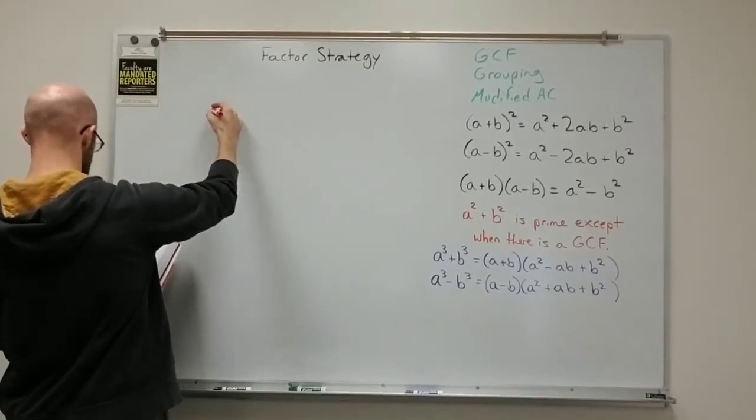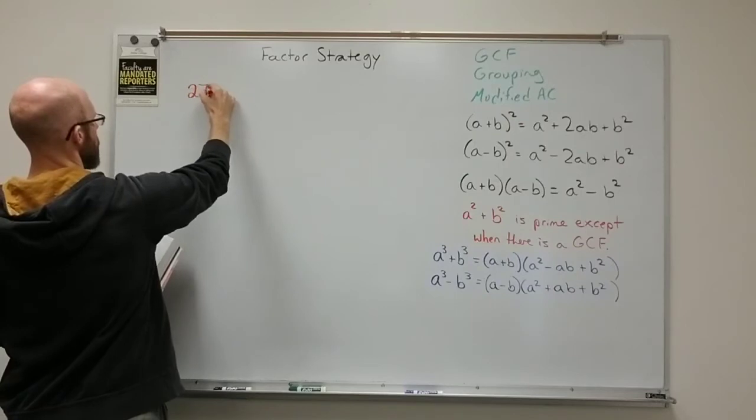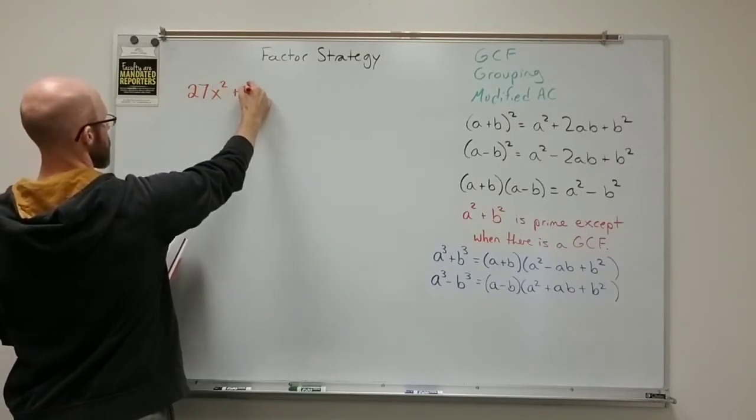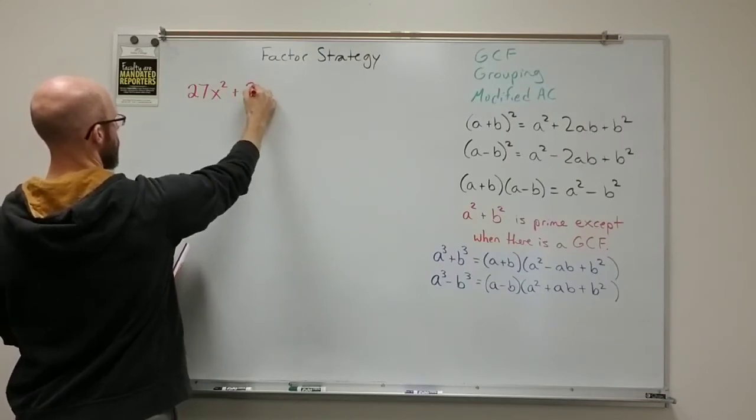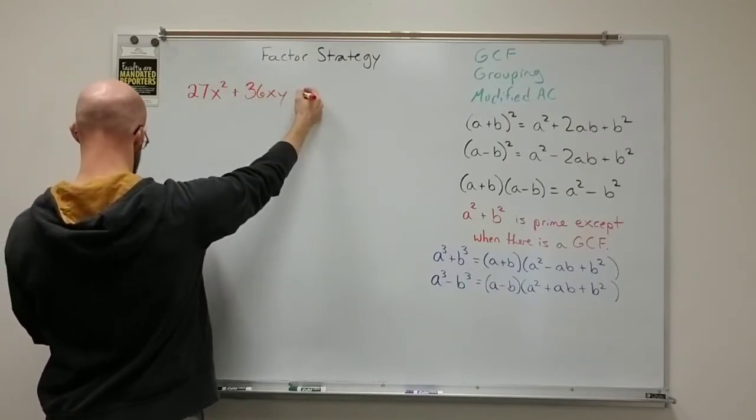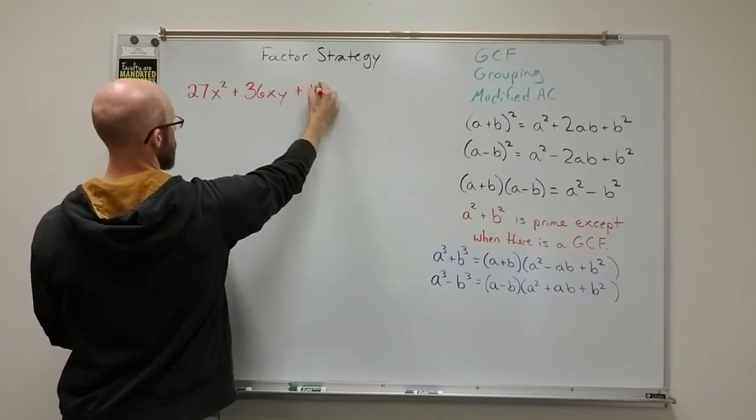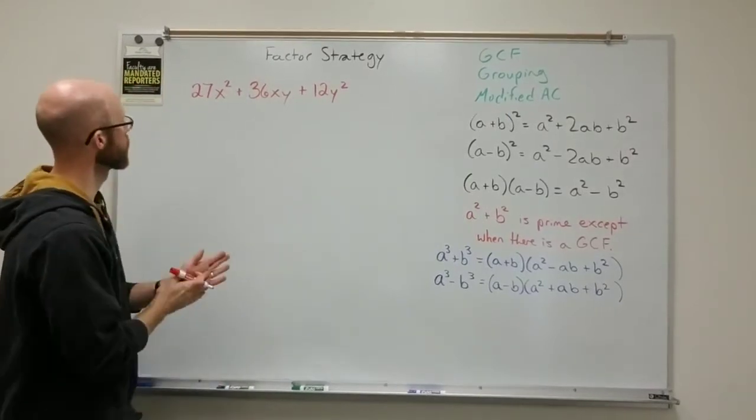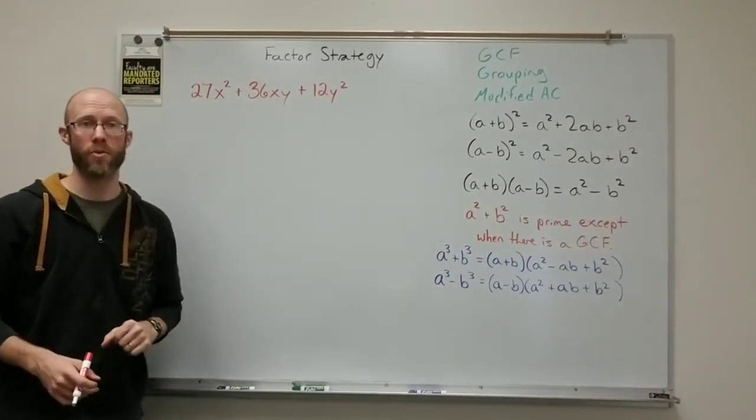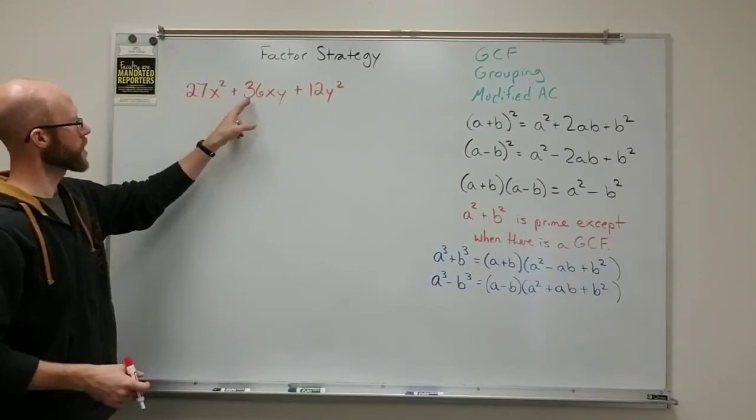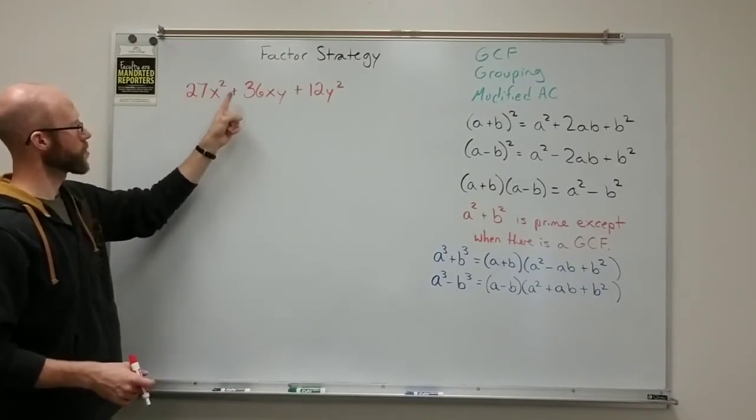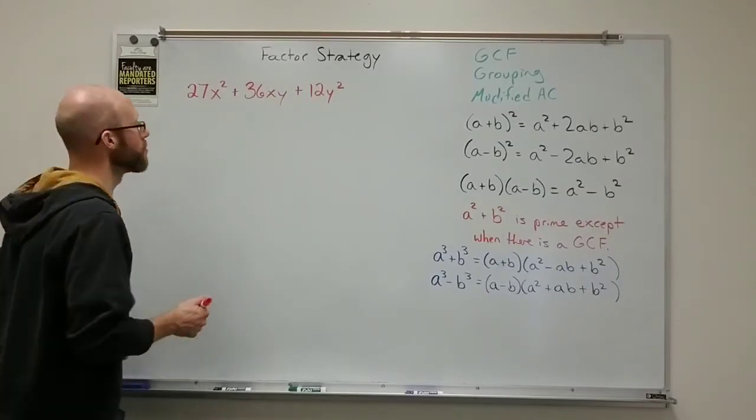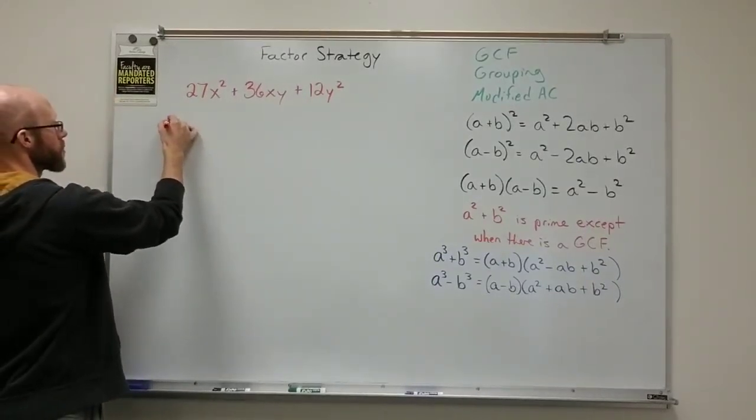Let's try 27x squared plus 36xy plus 12y squared. Okay, so this one's going to be a bit tricky because there's 2 variables. That's okay though. First thing I notice is that 27, 36, and 12 all have a common factor of 3. So I'm going to pull that out first. Let's factor out a 3.